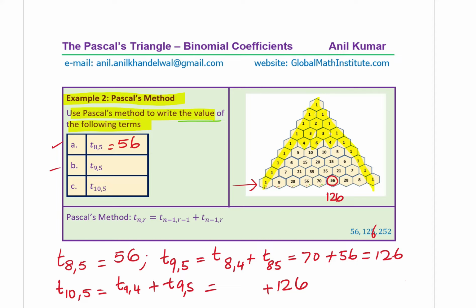0, 1, 2, 3, 4. That means we have to add again 70 and 56. So that will also be 126. So we'll add 126 to 126 to get our value, which is 252. So this value will be 252, correct? So we have our answers which are as shown here. So I hope that makes sense. So you need to extend this Pascal's triangle to get the other values for the moment. We'll also learn a shortcut method of using calculator to find these values.